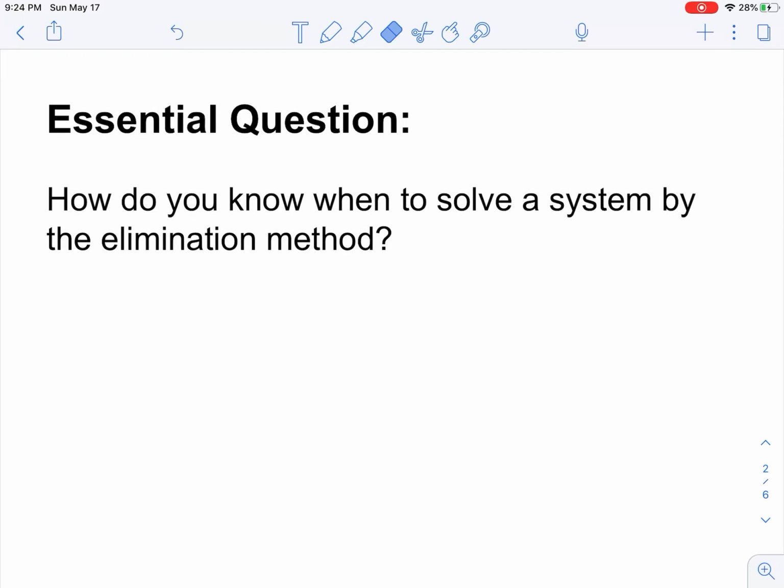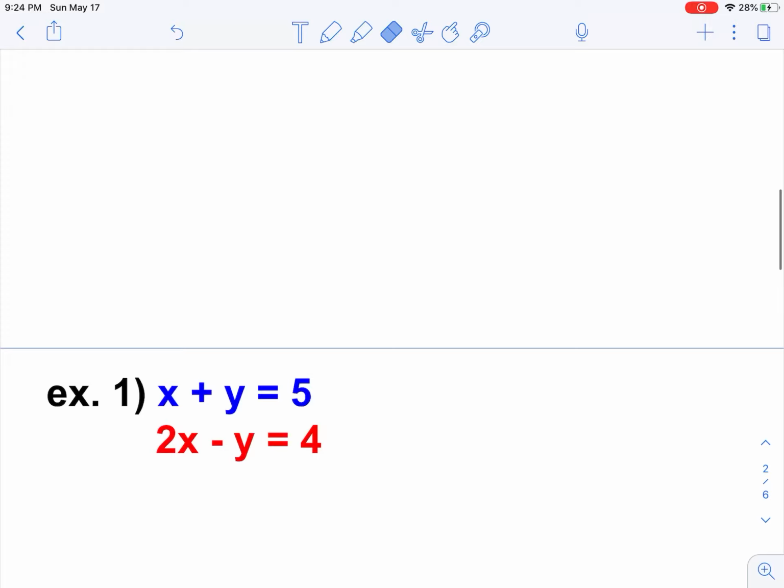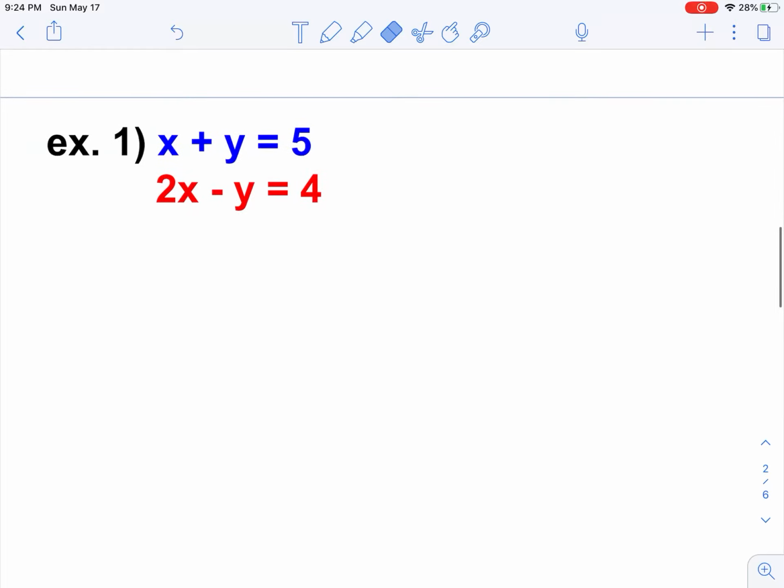So your central question: how do you know when to solve a system by the elimination method? Okay, so here's our first example, and you'll notice unlike systems that we solved using substitution, neither one of these equations has a variable already solved for. But what they do have is that they are in the same order. So you have your x terms first in both equations, then your y terms, then your equals, and then your numbers. So this is a really good one for using elimination.